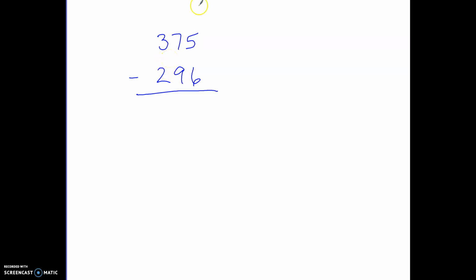Yes, it is. Is 70 greater than 90? No, it's not. Is 70 equal to 90? No, it's not. Is 5 greater than 6? No, it's not. Is 5 equal to 6? No, it's not. So what do we need to do? We're going to need to do some trading.